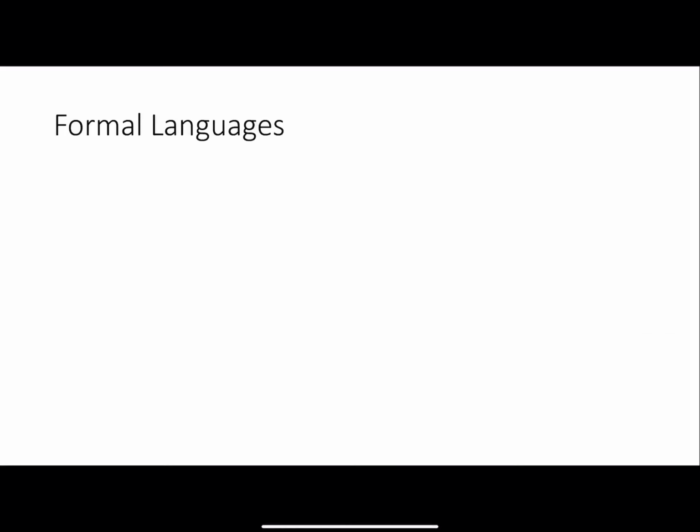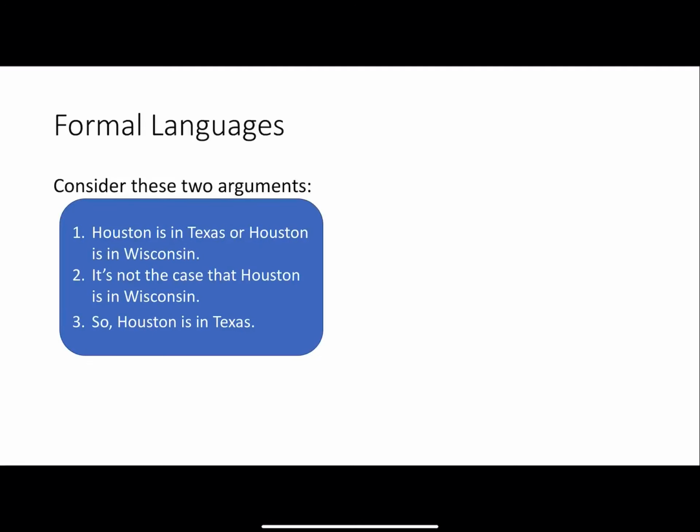Let's set aside our consideration of the logical properties of sentences to return to our considerations of formal languages discussed at the beginning of this term. We're now in a position to appreciate how formal languages can be of use to us in assessing arguments. So what I want you to do is consider these two arguments. These arguments are very similar, but they have some important differences. Here's the first argument. Premise 1, Houston is in Texas or Houston is in Wisconsin. Premise 2, it's not the case that Houston is in Wisconsin. Conclusion, so Houston is in Texas.